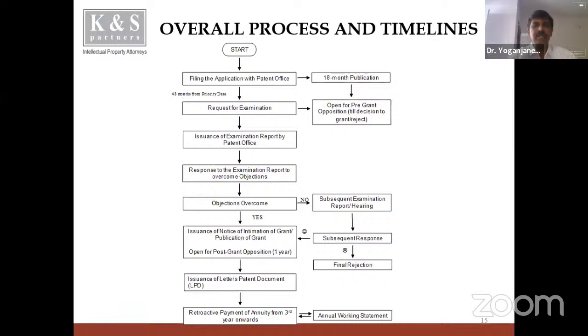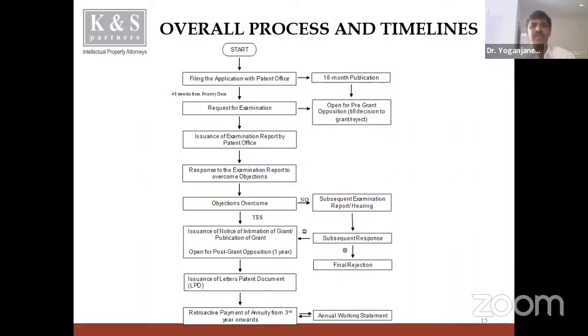If the objections raised by the patent office are satisfied with our response, then the patent office will grant the application as a patent. If the examiner still has any further reservations, he will issue a hearing notice. During that time, we have to attend a physical hearing, or we can even attend through video conference. After the hearing, we need to file post-hearing submissions within 15 days from the date of hearing, and then the patent will be granted.